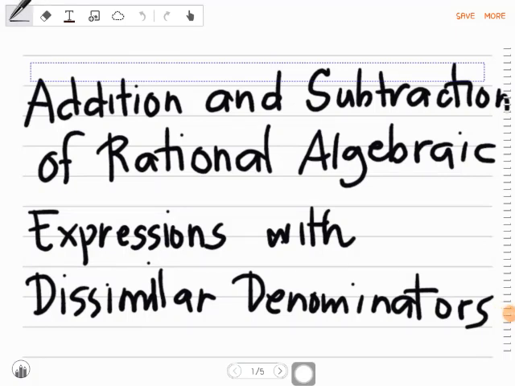Good day, everyone. Our topic for today is all about addition and subtraction of rational algebraic expressions with dissimilar denominators.